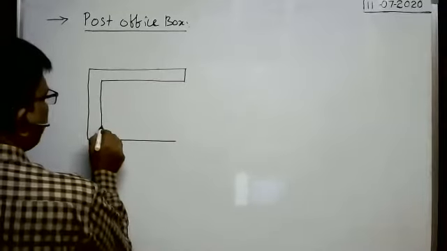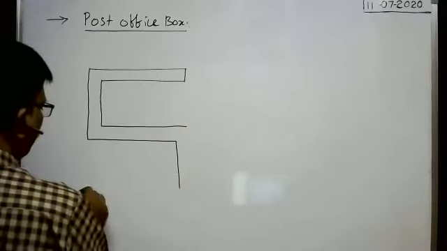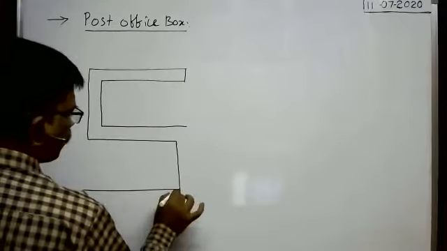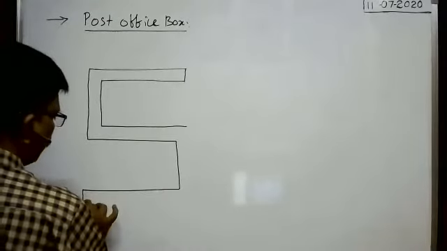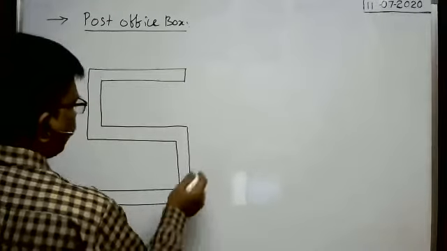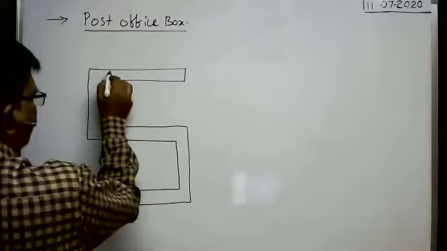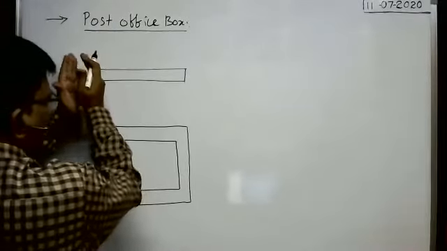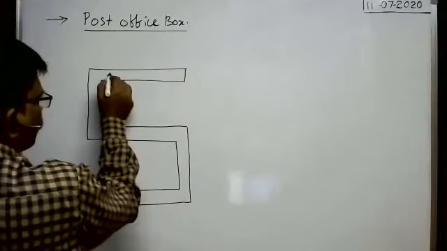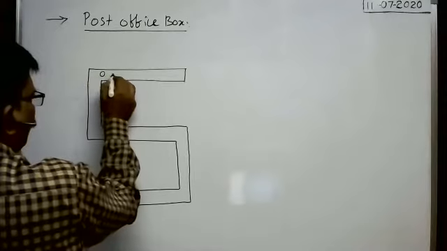Here in the post office box, there are a number of slots in the form of a metal bar having certain resistance. There are a number of slots, that means a number of holes, in which the key can be arranged. Here it is taken in the form of an S shape. It is divided into a number of slots, a number of pieces. In between any two pieces a hole is there. Suppose here one hole is there, here one hole is there, like this.